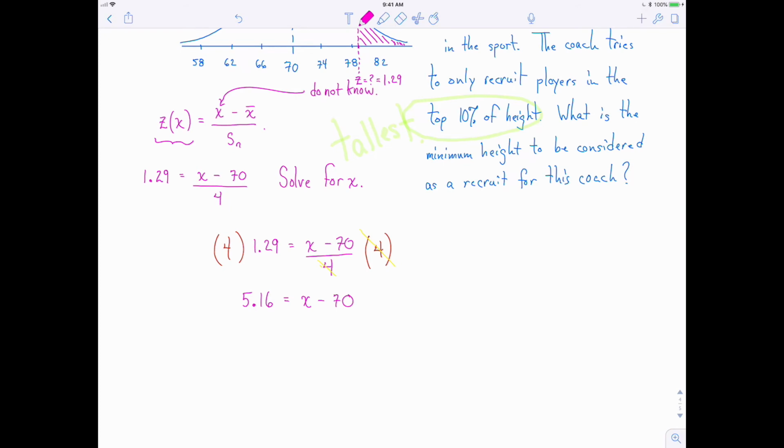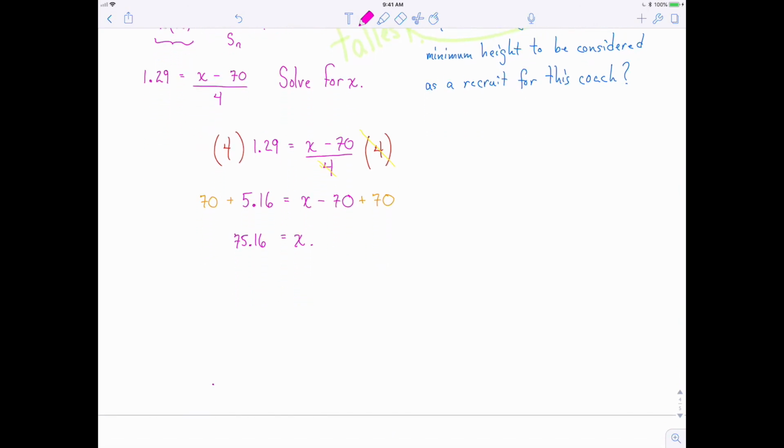Now, remember, we want x by itself. So on the right-hand side, I have negative 70. Well, I want to cancel that. So I could cancel a negative 70 with a positive 70. So what we're going to do is add 70 to the right-hand side. And remember, the rule is then you need to do that on the other side as well. So we've done that. And now I have that 75.16 equals x. And that's the answer.